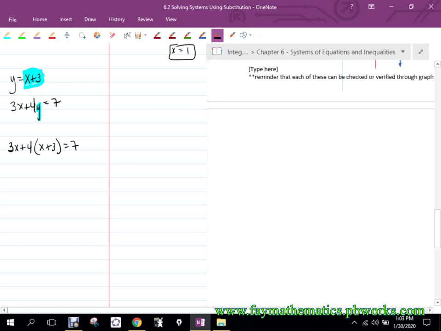Here's the argument that we made in the last class. This top one is already in y equals mx plus b form, right? Can I put this one in y equals mx plus b form? Can I subtract 3x from both sides? Yeah. So we get 4y equals 7 minus 3x. Can I then divide both sides by 4? So you get y equals 7/4 minus 3/4 x.